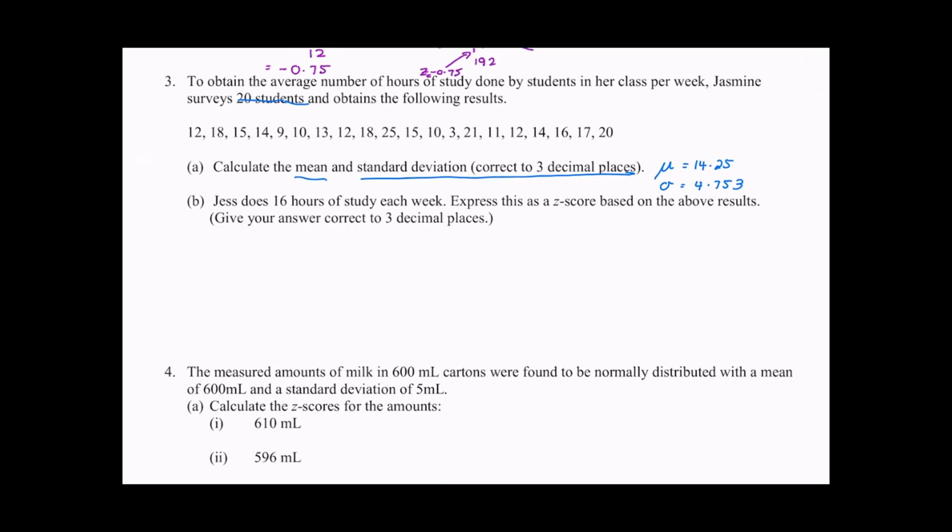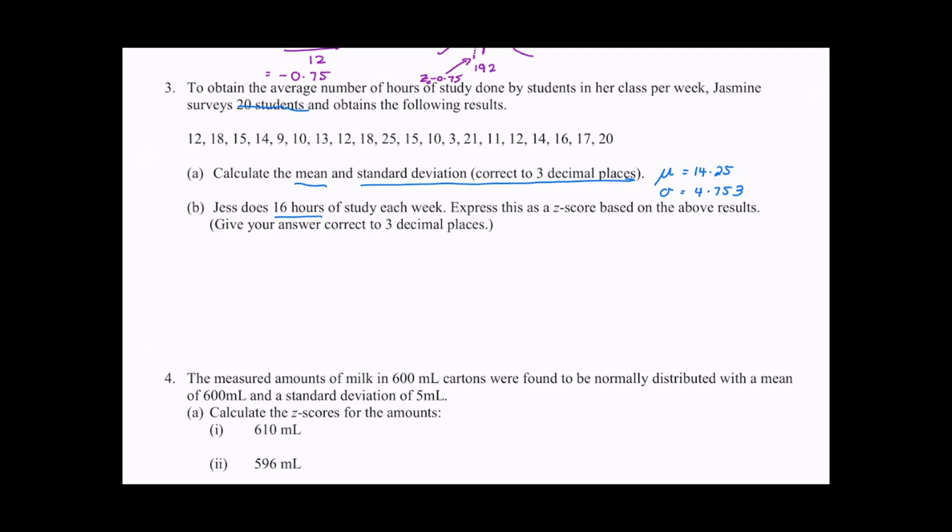And the last part is Jess, which actually should say Jasmine, does 16 hours of study per week and express this as a z-score. So her z-score now is going to be 16 is how much she does, so that's her score, minus 14.25 divided by 4.753. And if we work that one out, we get 0.36818, so 0.368.